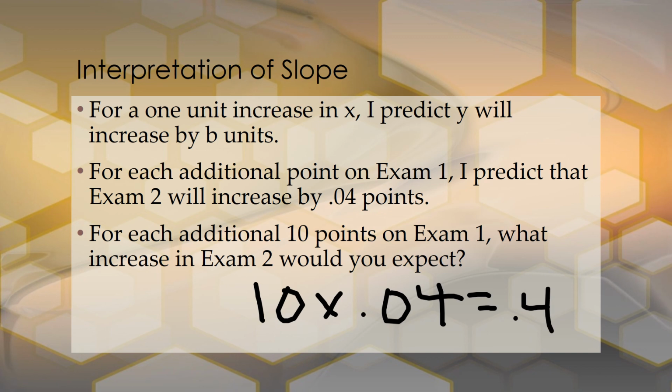So the slope is interpretable by itself, but 1 point might not really tell you much in the grand scheme of things, especially on a test. 1 point's not too big of a deal, but 10 points is a letter grade. So maybe it's more important to interpret it by a letter grade, so by 10 points instead of just 1 point. This is kind of a trick that you can use if 1 point's not very meaningful for your problem.